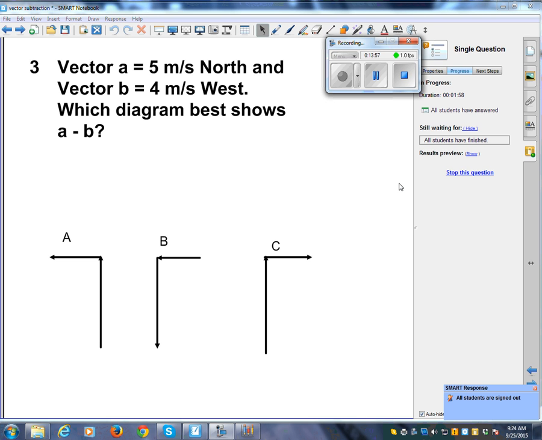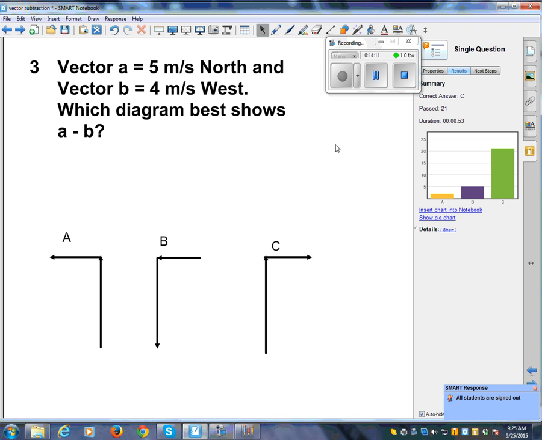Okay, so we've got vector A is 5 meters per second north. Vector B is 4 meters per second west. Which diagram best shows A minus B? Is it A, is it B, is it C? Correct answer? C. There goes your 100%.